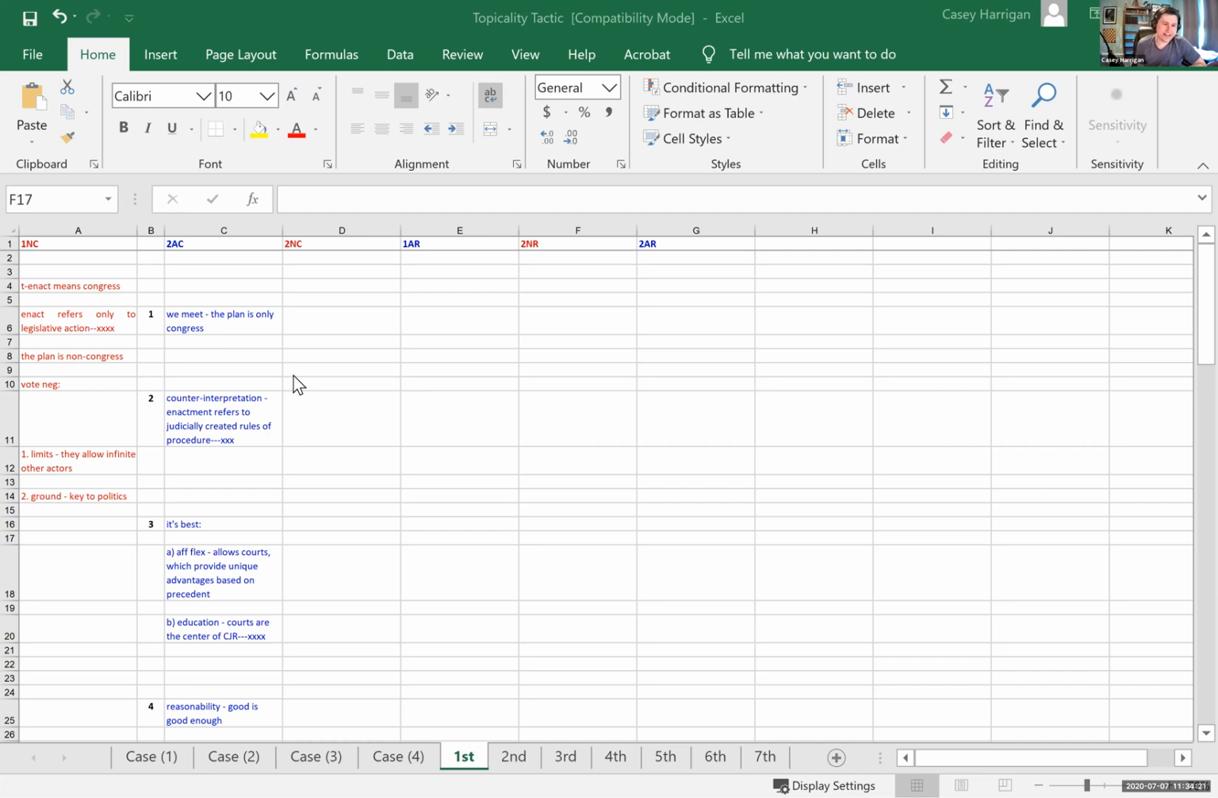Oh, looks like Benjamin is onto it. Okay, so as Benjamin said, if they're Congress, then they don't meet their counterinterpretation. There is some tension between the arguments that the affirmative has made. On the first argument, they said that they are Congress. On the second argument, they said that being Congress is not topical, that enactment only refers to judicially created rules.